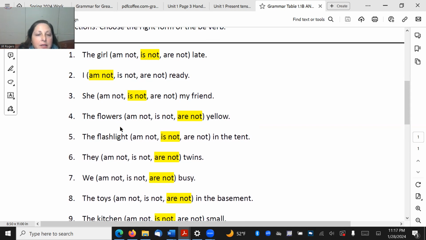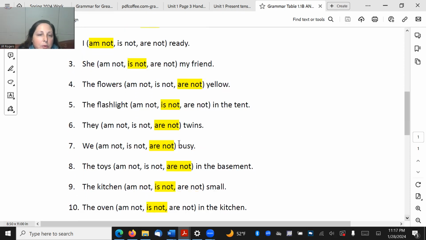The flashlight can be replaced by it because it's singular and a thing, so it is not. They is plural, so it's just like flowers: are not. Remember, we, they, and you go with are. So we are not busy. Here again, we have something like flowers. You could replace that with they. It's plural, so we need the plural form of the verb, are not.